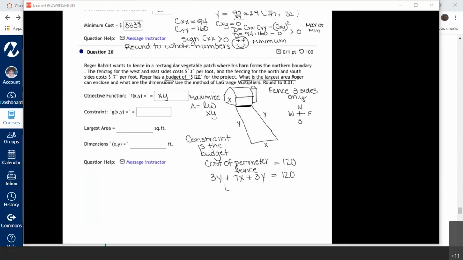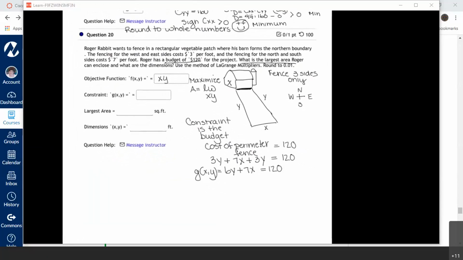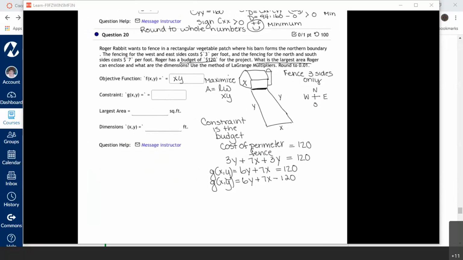I can combine like terms and get 6y plus 7x equals 120. This is my constraint. Now again, this needs to be with a 0 on one side. So 6y plus 7x minus 120 equals g of x, y. Anybody have questions on how I got the constraint? So that goes here.